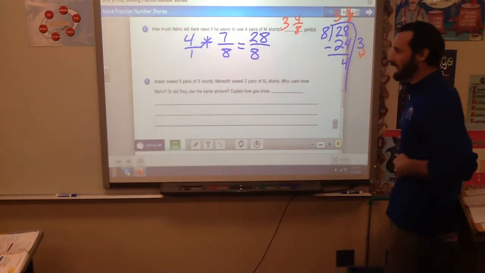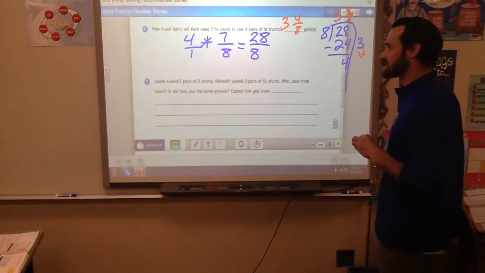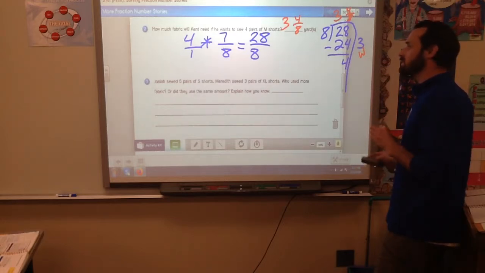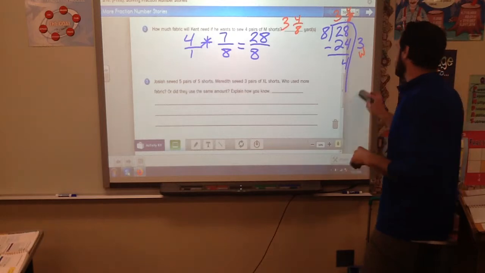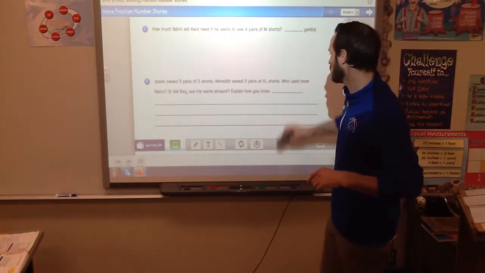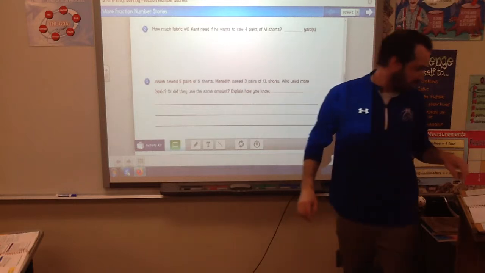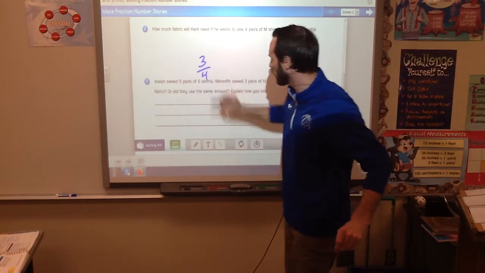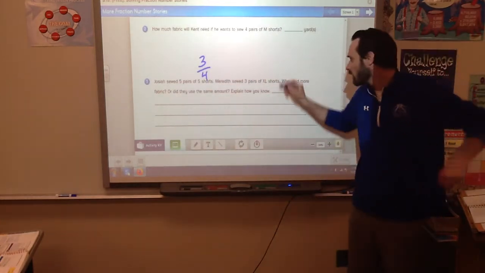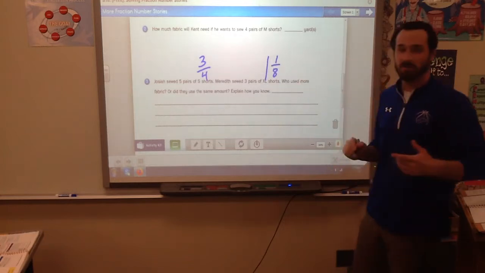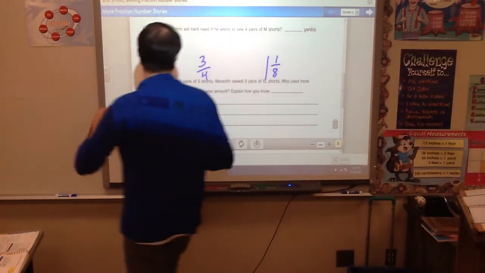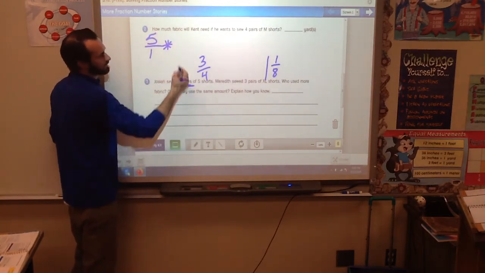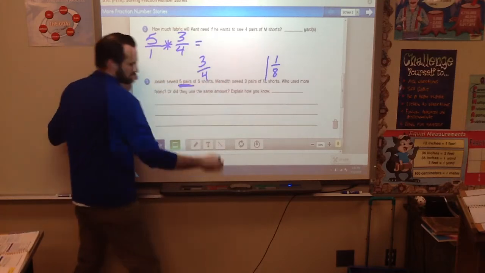Alright, looking at number 3. Josiah sewed 5 pairs of small shorts. Meredith sewed 3 pairs of XL shorts. Who used more fabric? Or did they use the same amount? Explain your thinking. So we got 2 problems to solve here. What we got to do first, we got to figure out how much each of those are. You can probably look back. Smalls are 3/4, and XLs are 1 1/8. So we're going to have to do 2 problems here. The first one is 5 over 1, because there's 5 pairs, times 3/4.